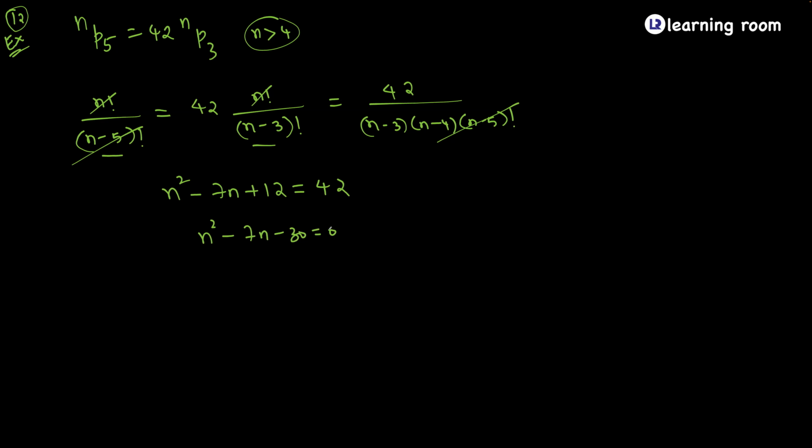So 30, how can you split it as 3 and 10? So it is going to be n square minus 10n plus 3n minus 30 is equal to 0. So n into n minus 10 plus 3 into n minus 10 is equal to 0. So n will be minus 3 or 10. So 10 is the right answer. Minus 3 is eliminated because n can't be negative. And moreover, they told n should be greater than 4. Is the point clear?